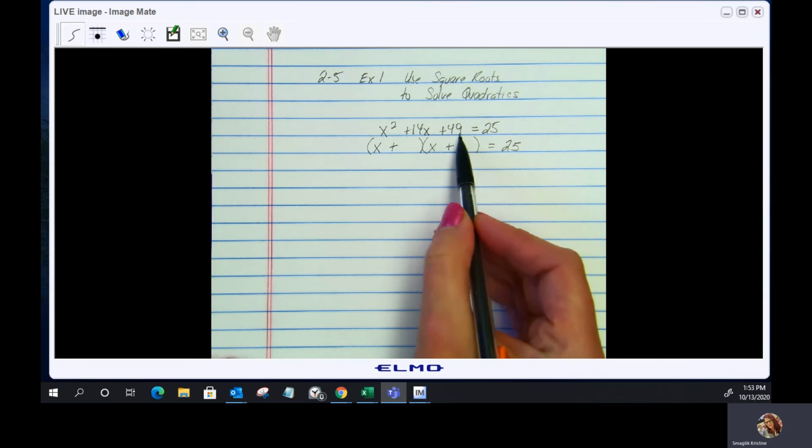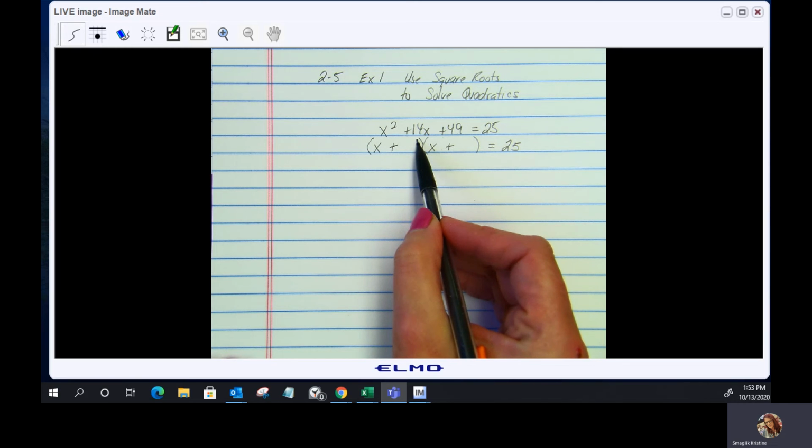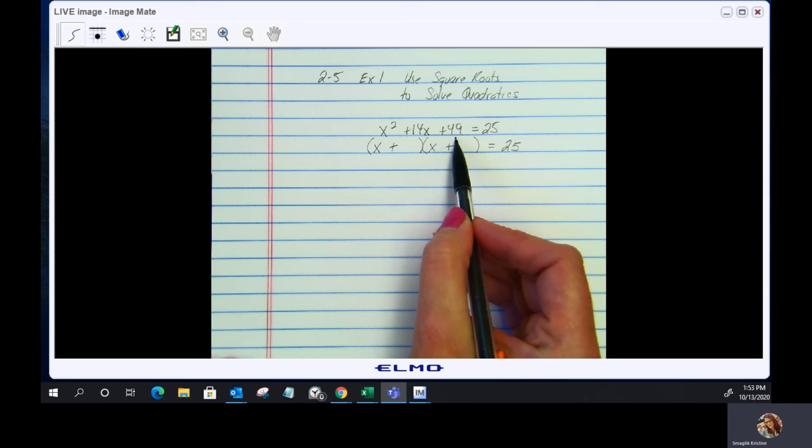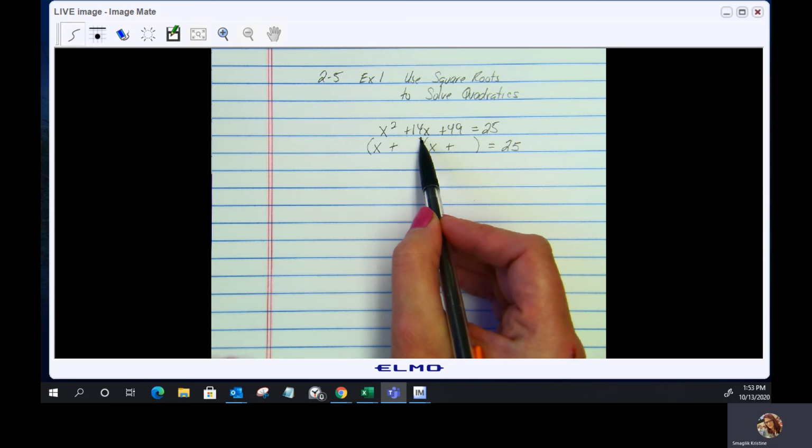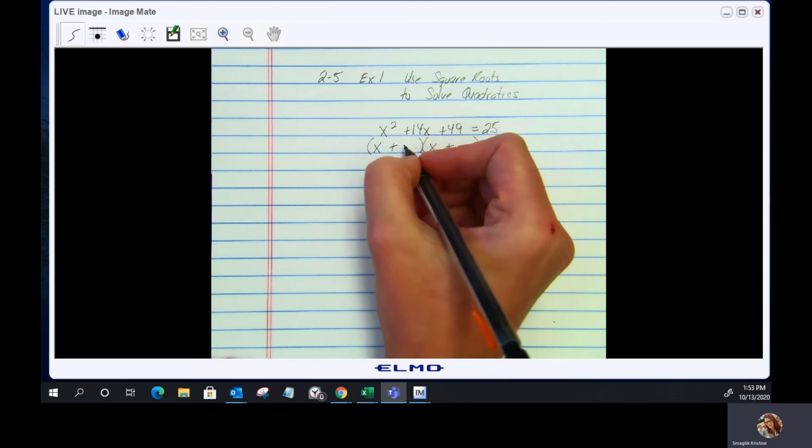And I need to find two numbers. When you multiply them, you get 49, but when you add them, you get 14. Well, 7 times 7 is 49, and 7 plus 7 is 14.